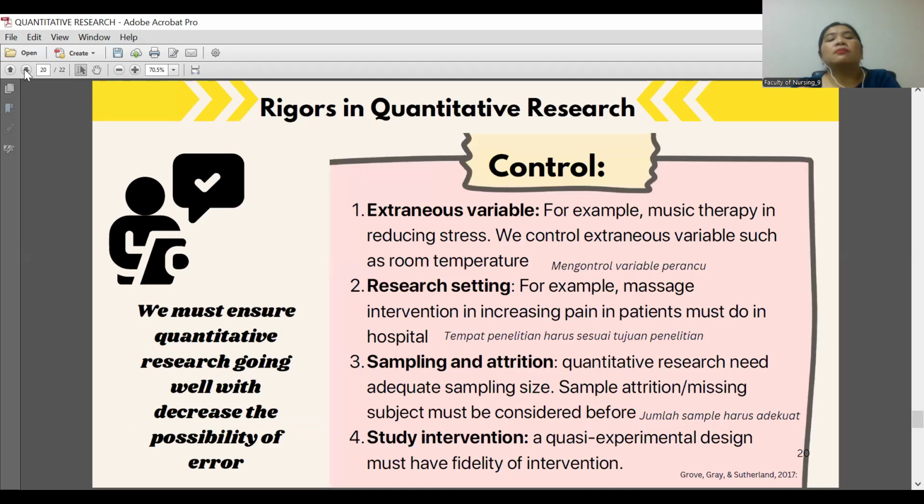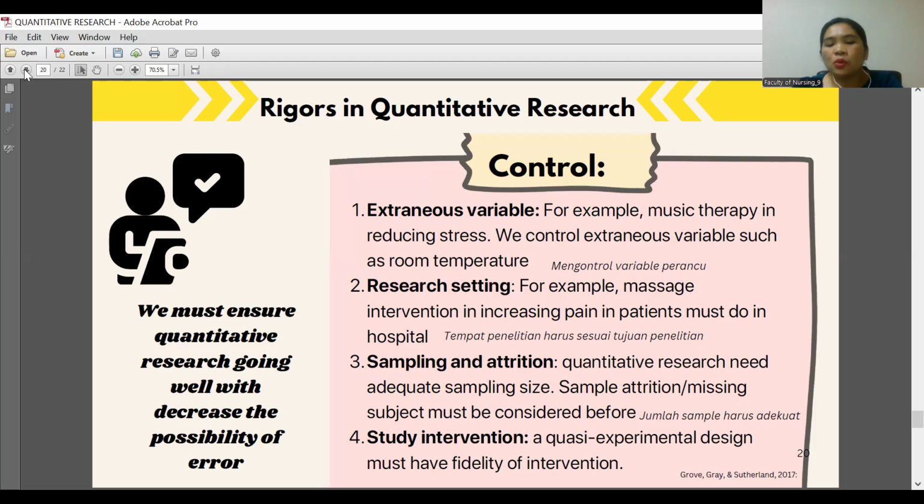And the last one, we talk about rigor in quantitative research. Rigor means how we control our study. The first one is about extraneous variables. So we control many variables outside the study that somehow affect the study. For example, we give music therapy to reduce stress. However, we also have the room temperature. It can also reduce the stress. So we control the room temperature. Research testing must be appropriate. For example, if we need to do a study about pain, we do that study in hospitals.